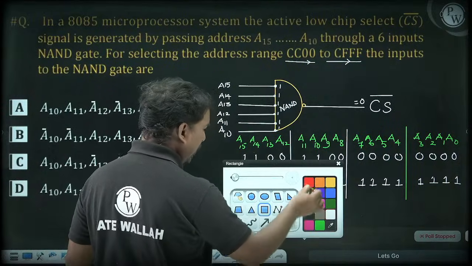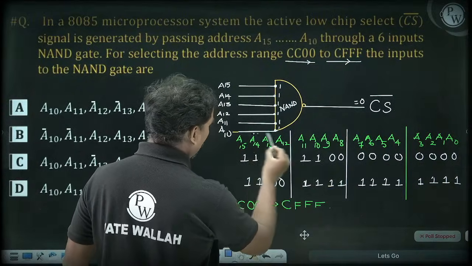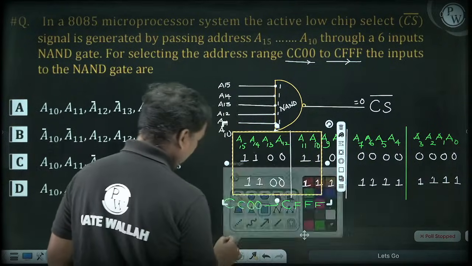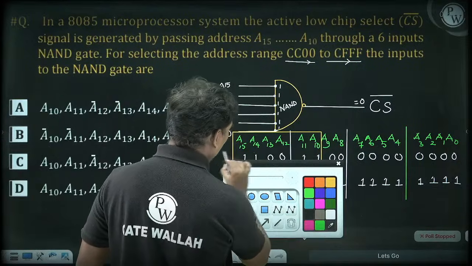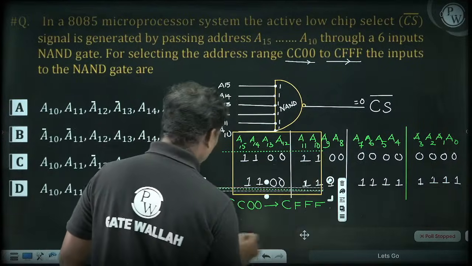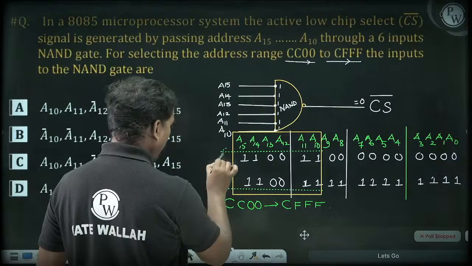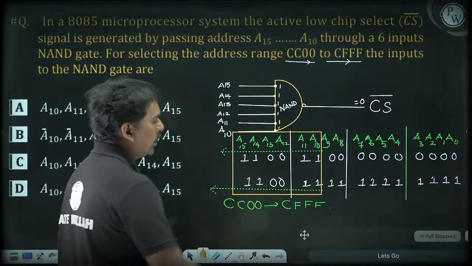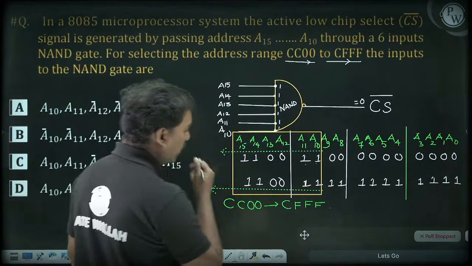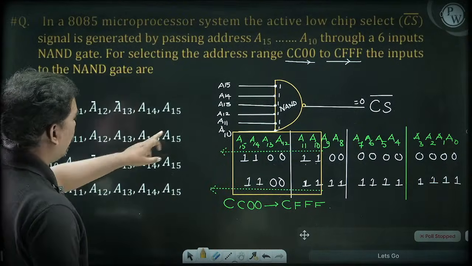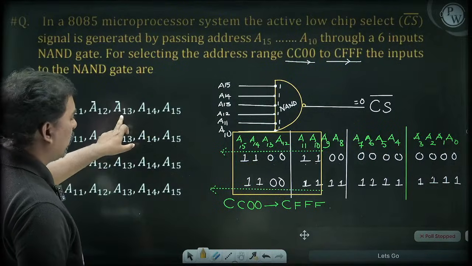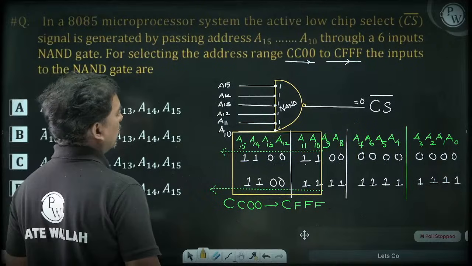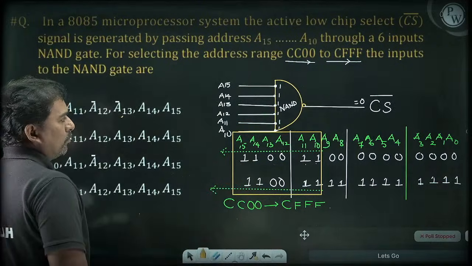So if you see A15 to A10, what am I getting? Now you check the configuration. A15, A14 must be 1. A13, A12 must be 0. A11, A10 must be 1. Yes or not? That is the configuration if you want to get that address.